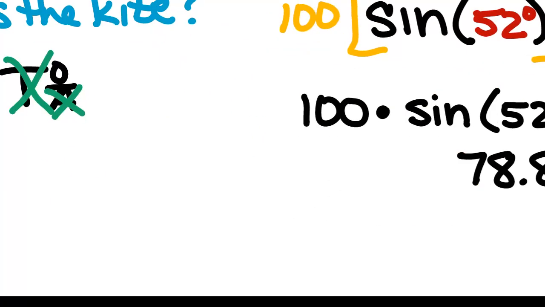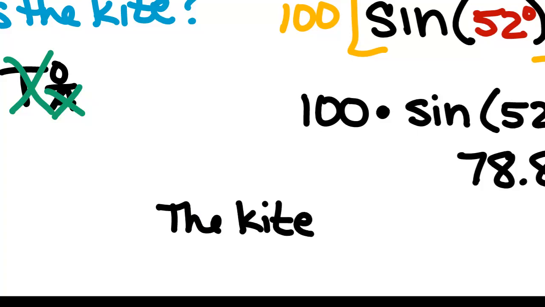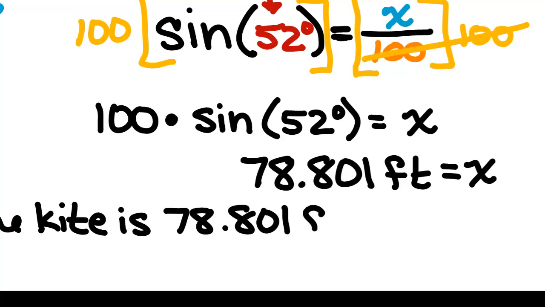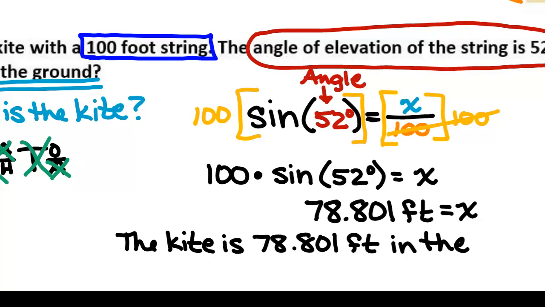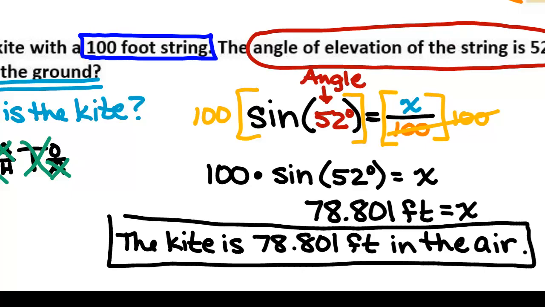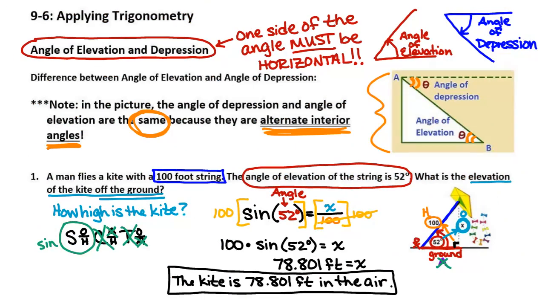So the kite is 78.801 feet in the air. Nice work.